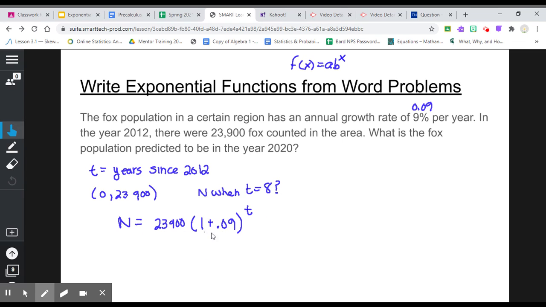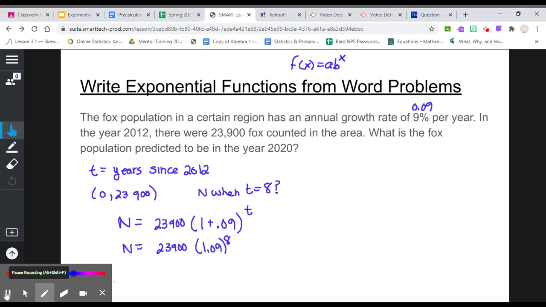So we have most of our function. We were able to write it pretty quickly from the information given, as long as we made it simple by letting t be the years since 2012. So now all we have to do is substitute our 8 in place of t in order to get our final answer. So here n is equal to 23900 times 1.09 raised to the 8th power.